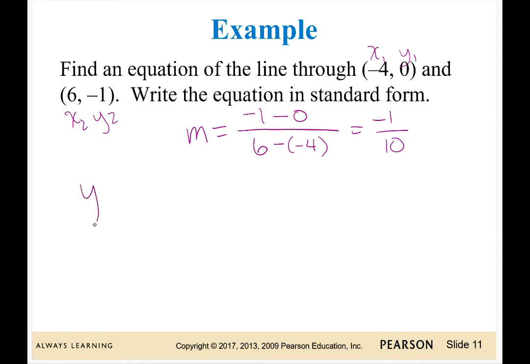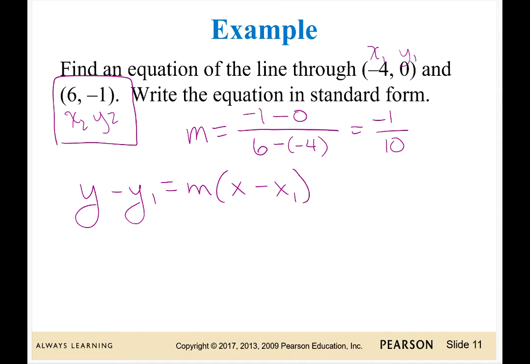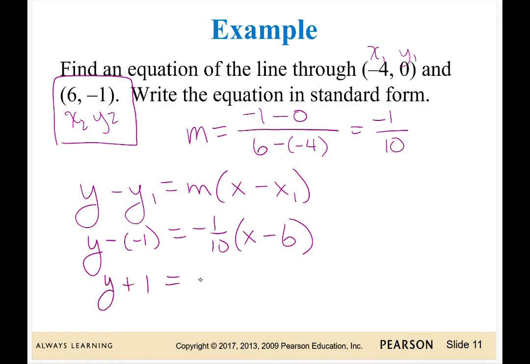So you just have to decide which point you want to use with your point-slope formula. So I'm going to use this one right here. It doesn't matter which one you use. You should get the same thing. So it's going to be y minus negative 1 equals slope times x minus x part. All right, so when I clean it up, y plus 1 equals negative 1/10 x minus 6. Okay, so there is point slope form.